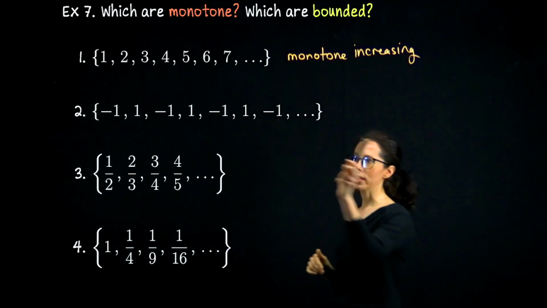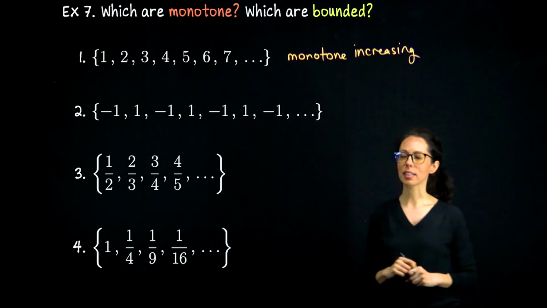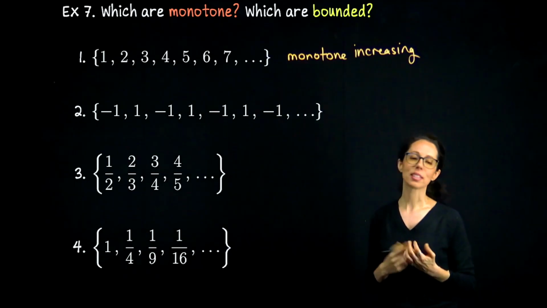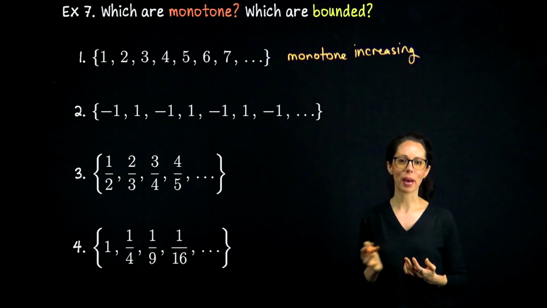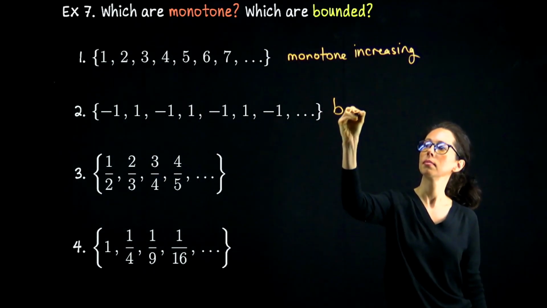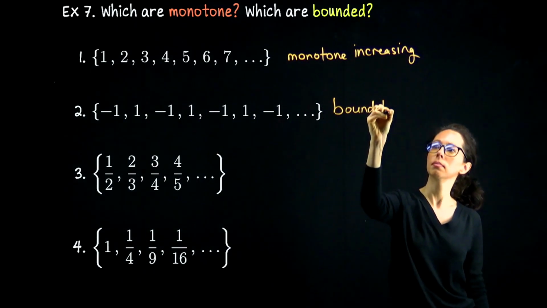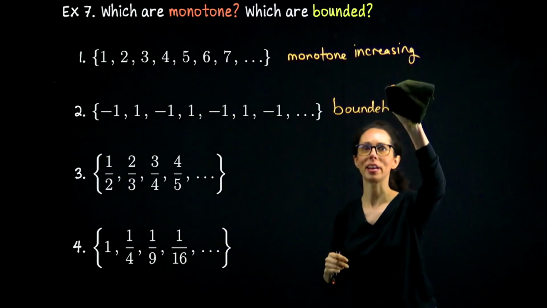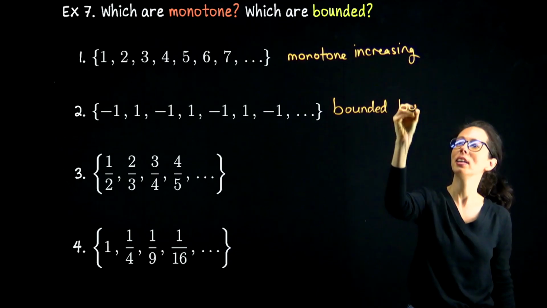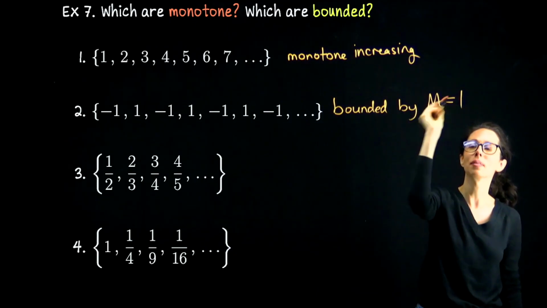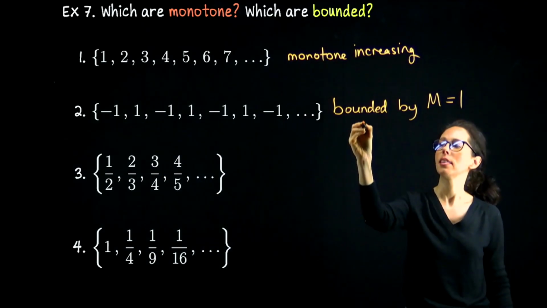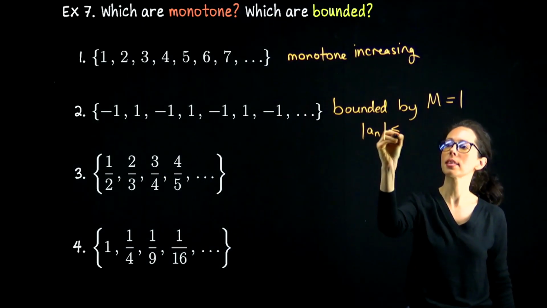On the other hand, for the second example, we have this alternating sequence, negative 1, 1, negative 1, 1. This sequence is not increasing or decreasing because it's jumping back and forth. However, it is bounded. This is bounded by m equals 1. So every term in the sequence satisfies that its absolute value is less than or equal to 1.